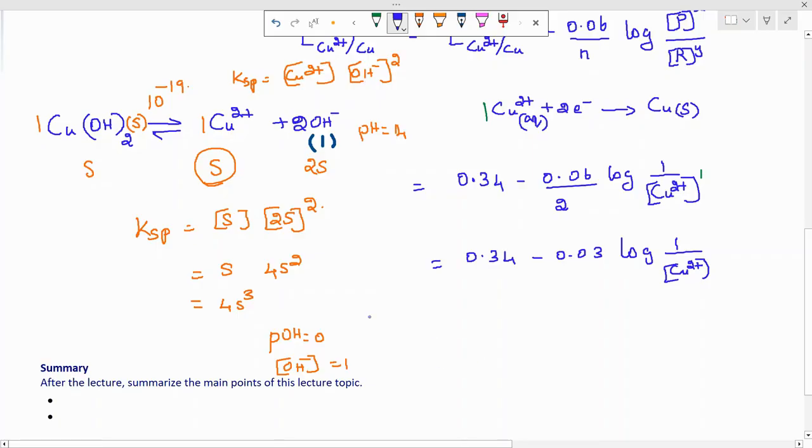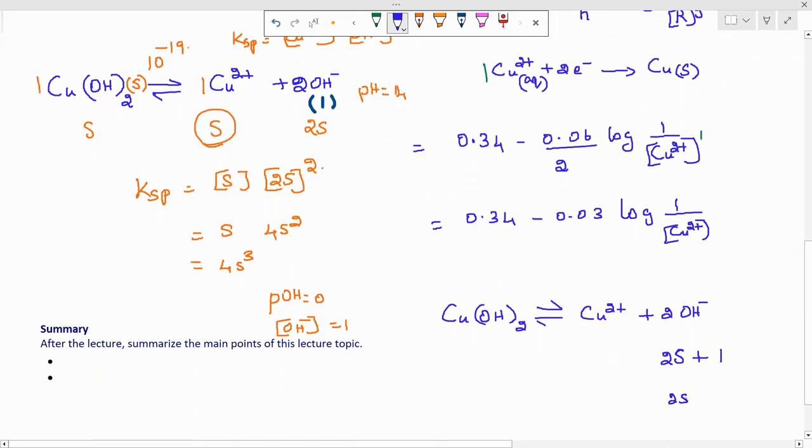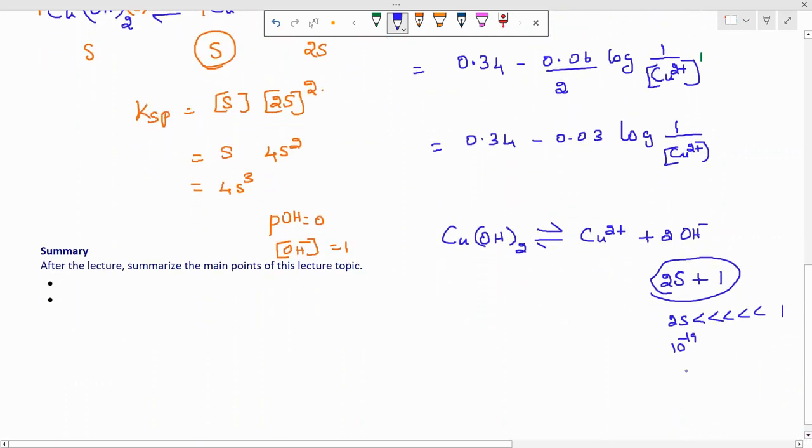I will help you get clarity about the equilibrium concept. No issues. And look at this here. I am going to take the same Cu(OH)2 equilibrium at 1 molar concentration of OH minus. So now we know the concentration. Usually 2s will be there and 1 molar concentration will also be there. But 2s will be very, very less compared to 1, because Ksp is about 10 to the power minus 19. So it is not necessary to consider that as 2s plus 1. You can take that as 1 itself.